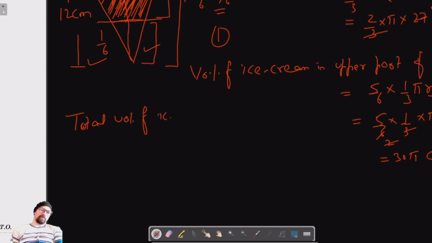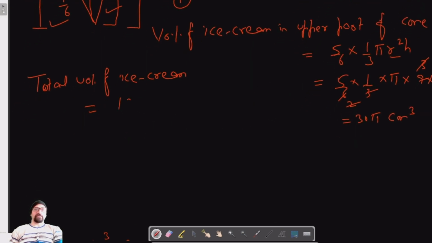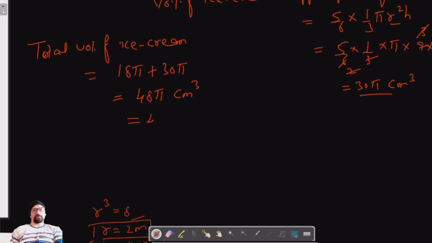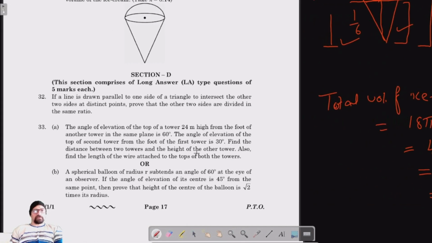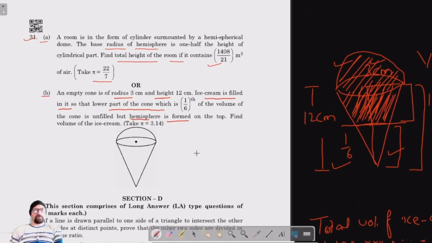Now, total volume of ice cream in cone is just the sum of ice cream in the hemisphere, which is 18 pi, plus the ice cream in the upper part of the cone, which is 30 pi. So which is 48 pi centimeter cube. And now this is 48 into 3.14. If we calculate this, this will give me 150.72 centimeter cube. So this solves our question number 31, and let's move on to question number 32.